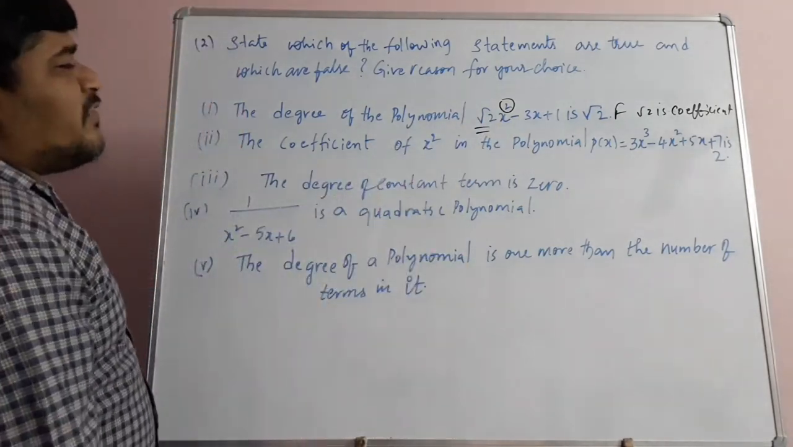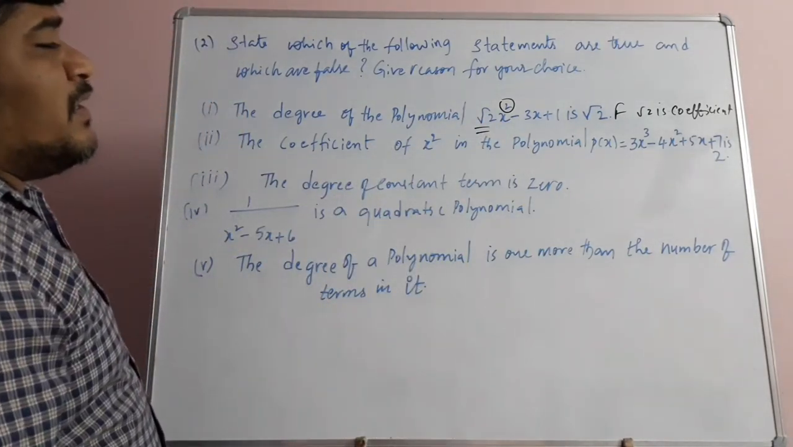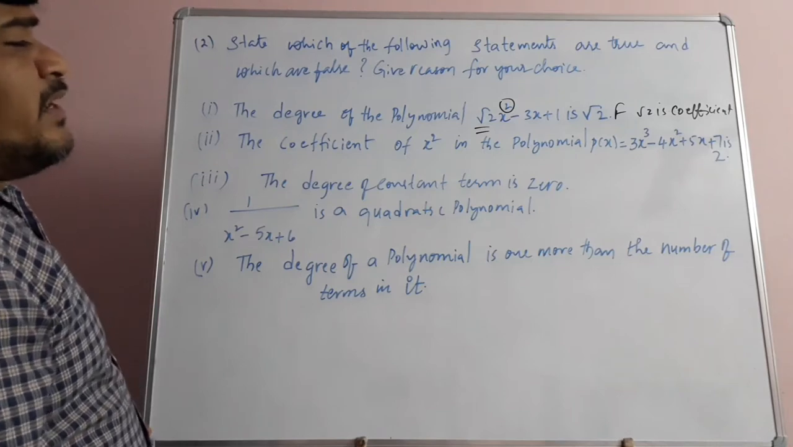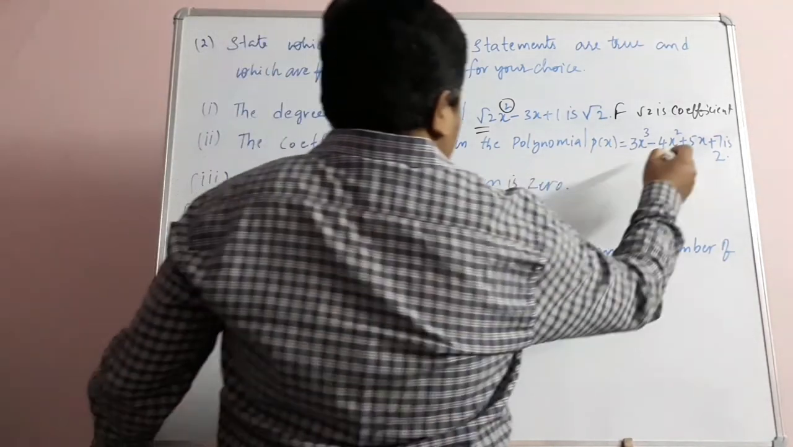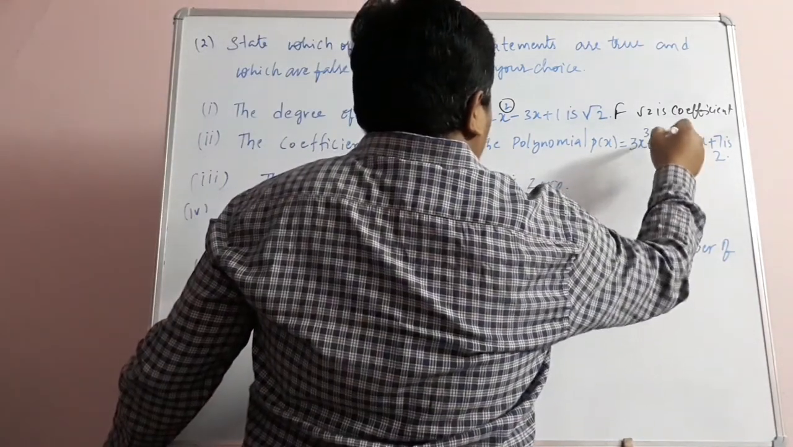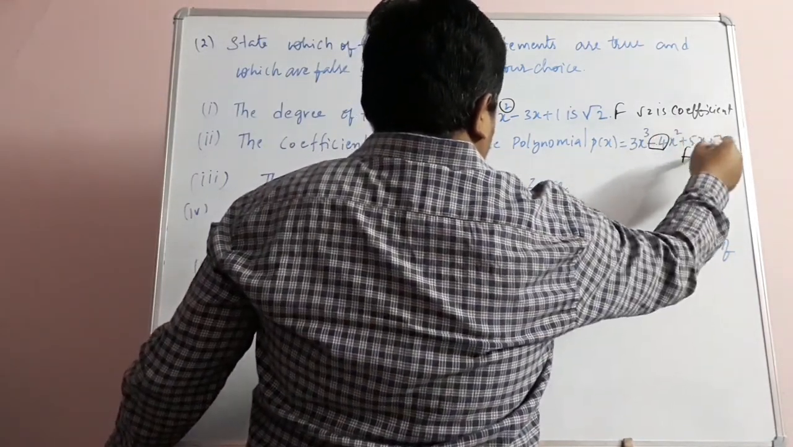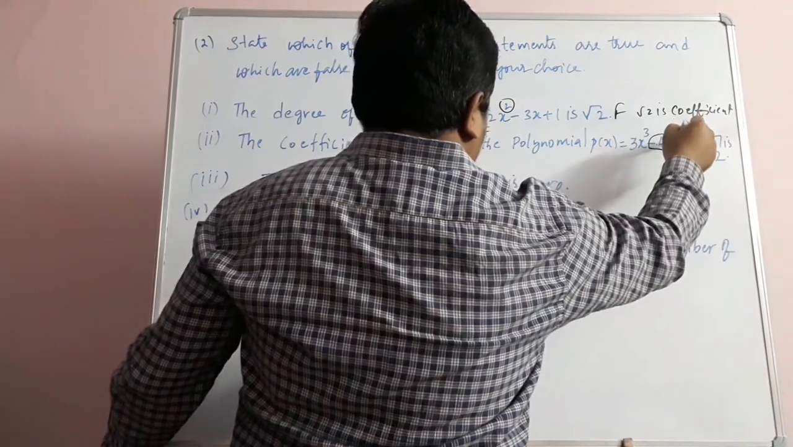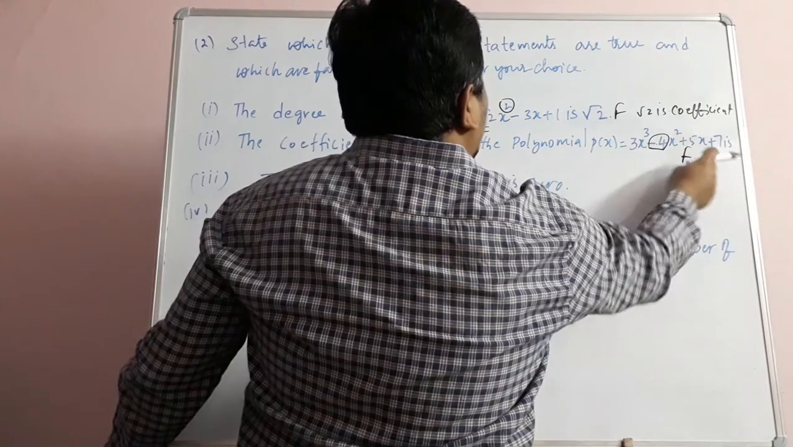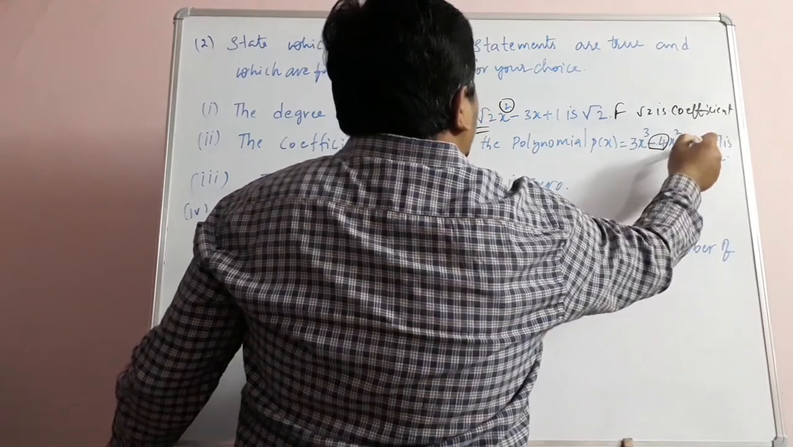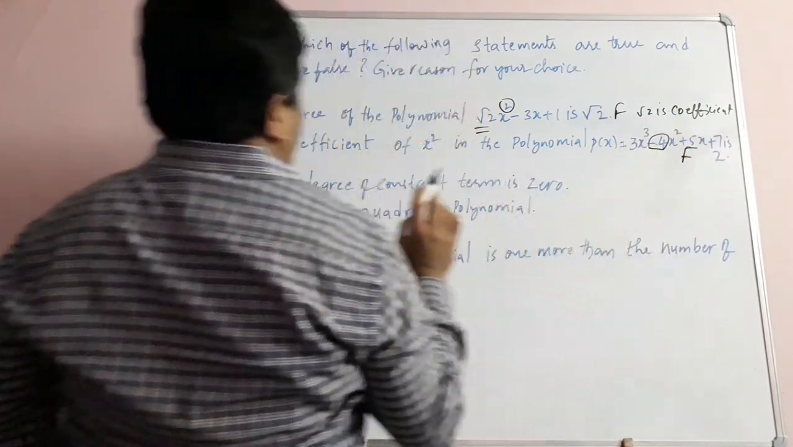The coefficient of x square in the polynomial p of x equal to 3x cube minus 4x square plus 5x plus 7 is 2. So children, in front of x square, minus 4 is there. This is the coefficient. So this is a false statement. 2 is the power of x. In this term, x power is 2, coefficient is minus 4. So they mentioned coefficient is 2. That's a wrong statement. So false.